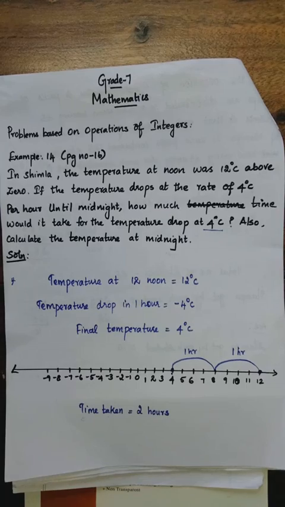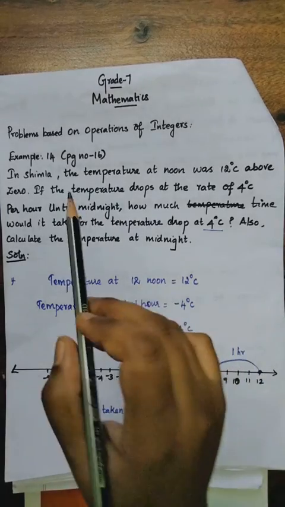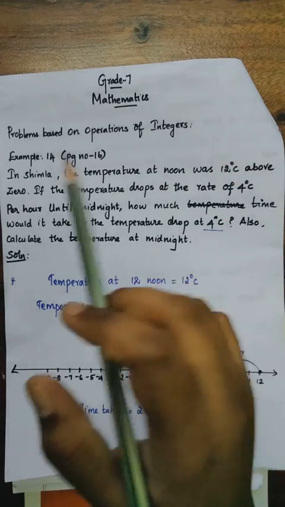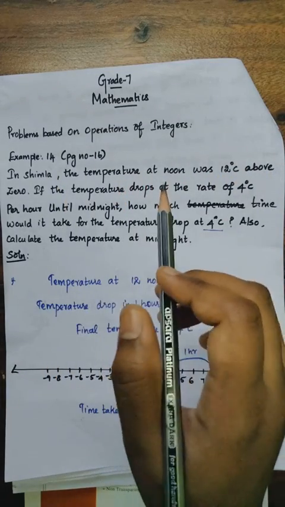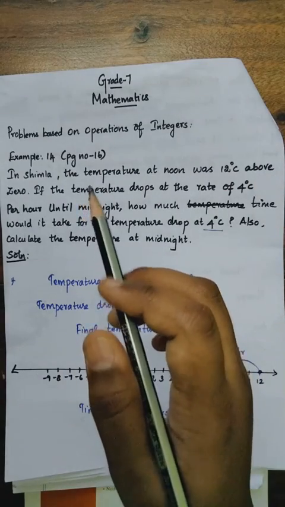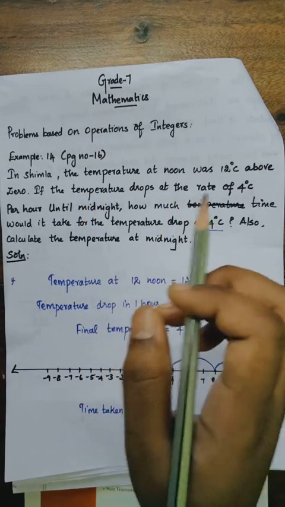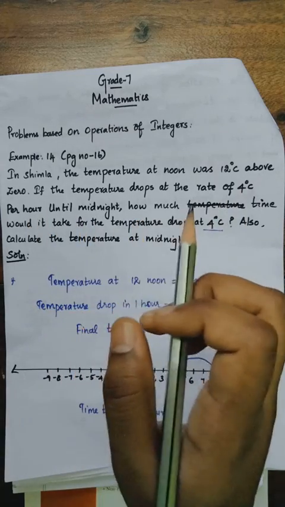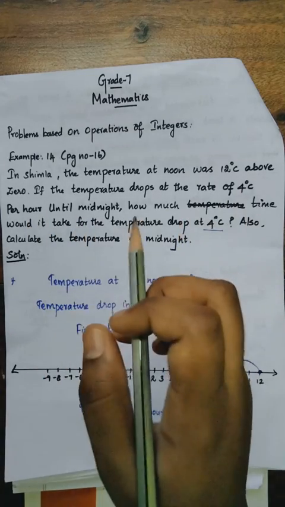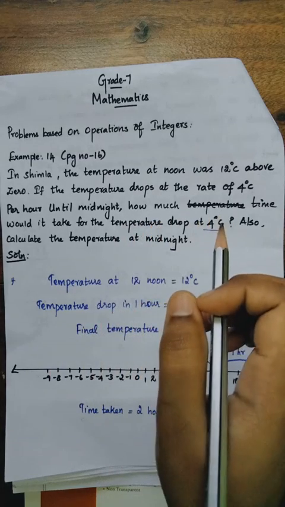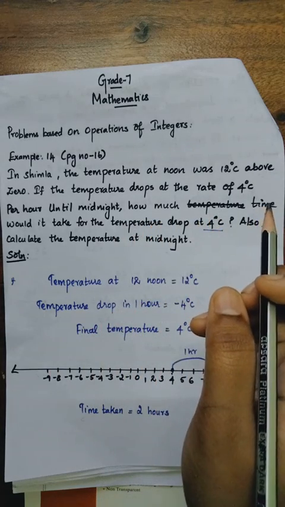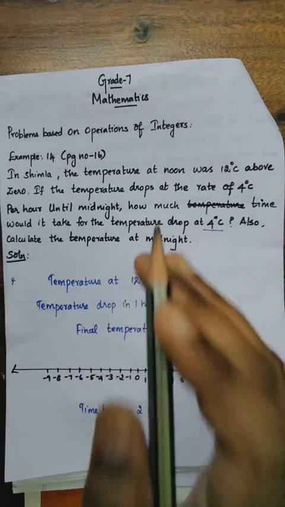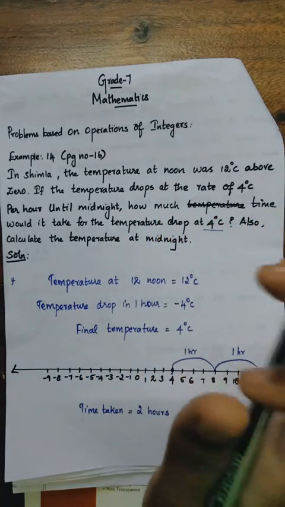Our question is: in Shimla, the temperature at noon was 12 degrees Celsius above zero. If the temperature drops at the rate of 4 degrees Celsius per hour until midnight, how much time will it take for the temperature to drop by 4 degrees Celsius? Also calculate the temperature at midnight. This is the question.